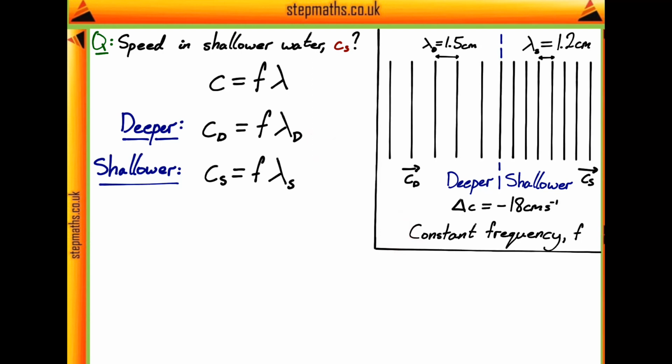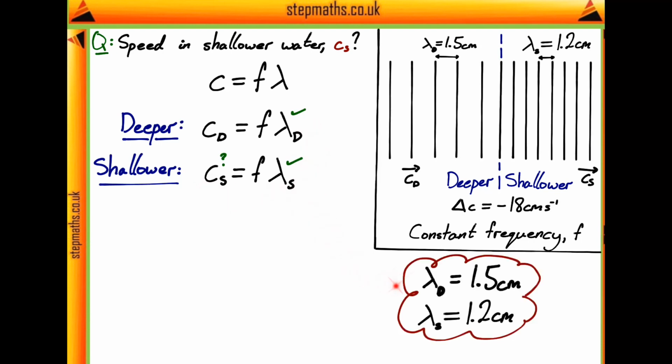So let's consider if these are actually going to be useful or not. Well, we're obviously trying to find the speed in shallower water. That's likely to be useful since this equation actually has the variable we're looking for in it. But what about some of the others? Well, we know that we have the two wavelengths in each of the depths of water. They've been given on a diagram, which I've also put over here, just to help us remember them. But what about CD, the speed in the deeper water?